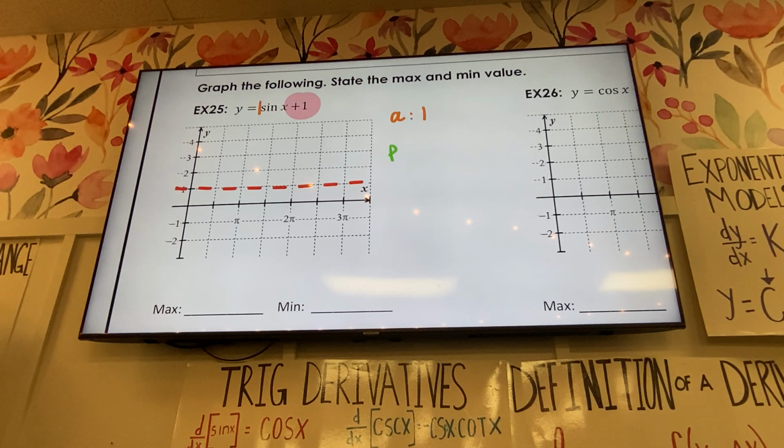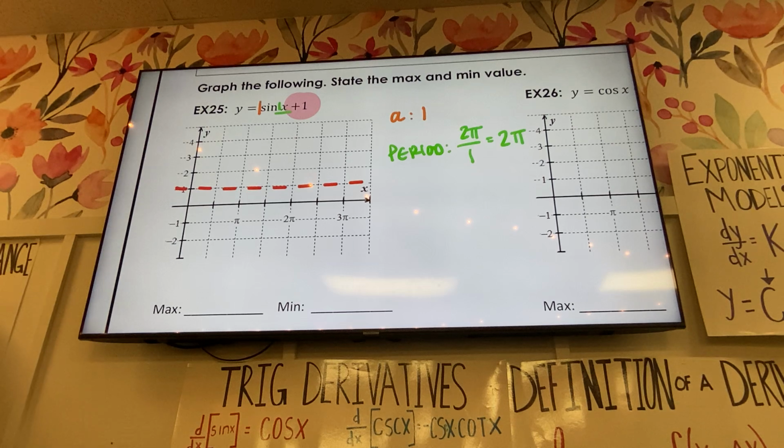All right, for the period, it's going to come from the number inside. It is not the number inside, but it's going to help us find the period. So for the period, you're going to do 2 pi divided by that number, which is a 1, right? Understood 1 there too. So your period is going to be the regular 2 pi because there's no shift happening. All right, and this is sine.